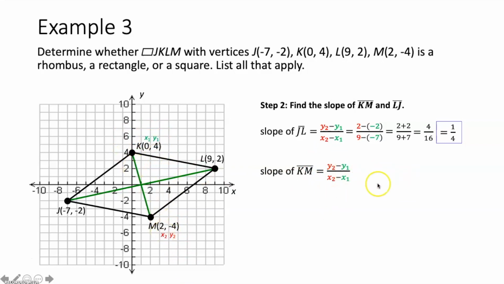Plug in the coordinates to their corresponding spot in the slope formula over here, and we simplify. -4 minus 4 makes it more negative. It's going to be -8. And then 2 minus 0 is 2. -8 over 2 simplifies to -4.